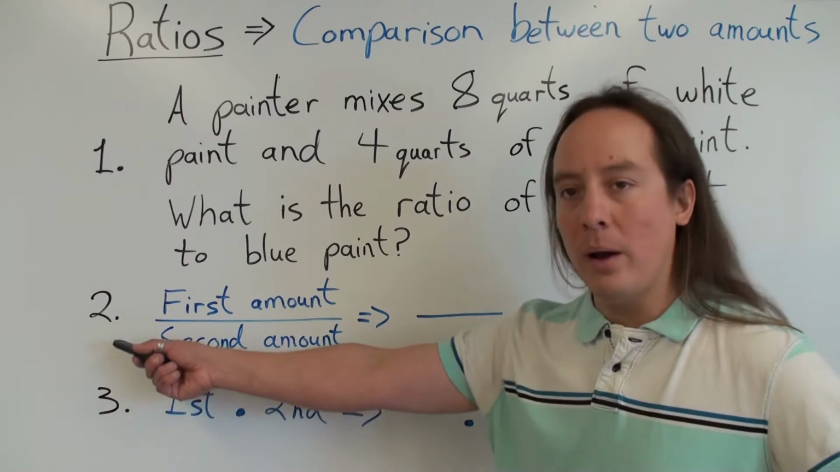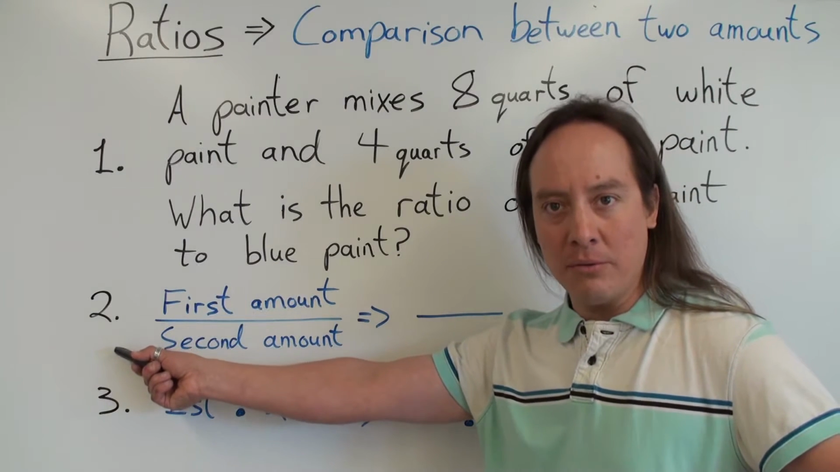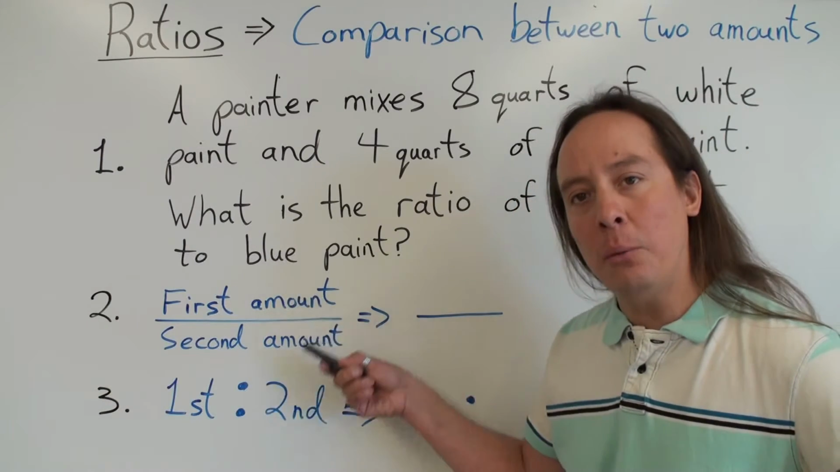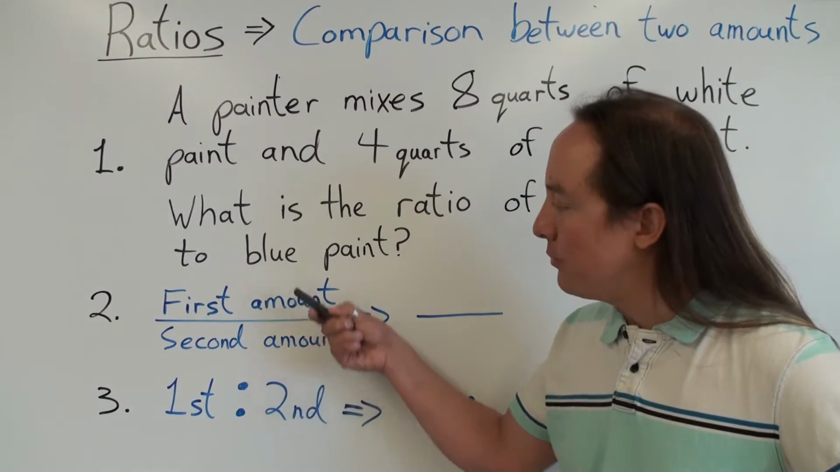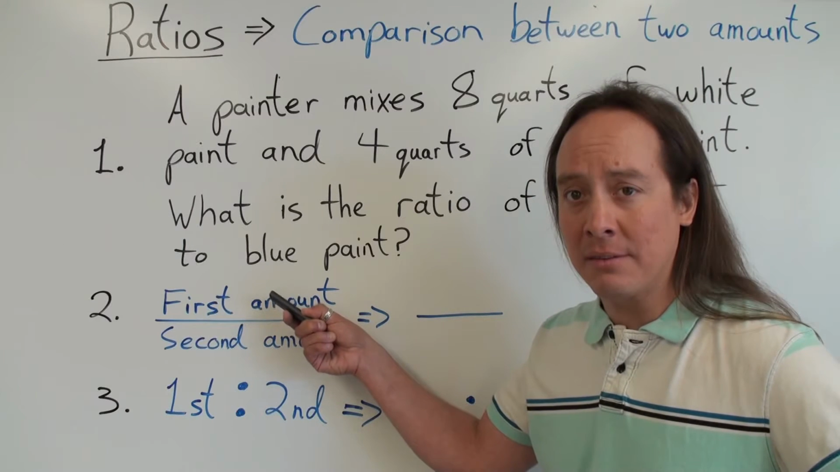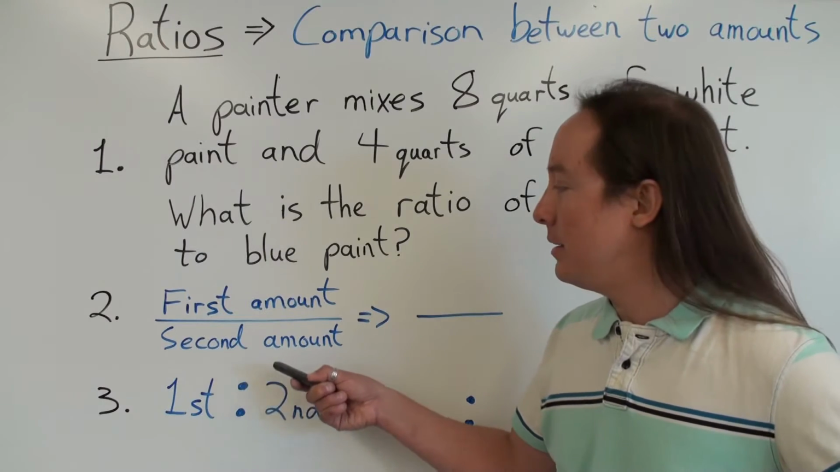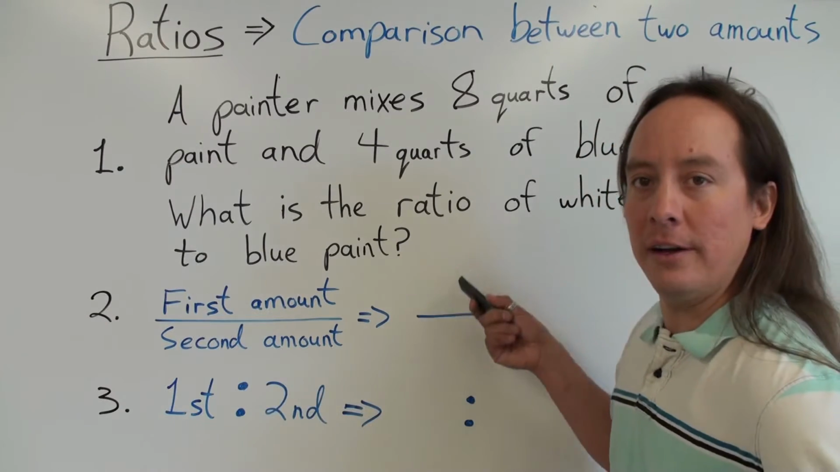The second way, and this is really the big one for us, this is how we're going to work with ratios, is it can be expressed in the form of a fraction, where we put the first amount that the question asks in the numerator and the second amount that the question asks for in the denominator. And then we're going to do that over here, okay?